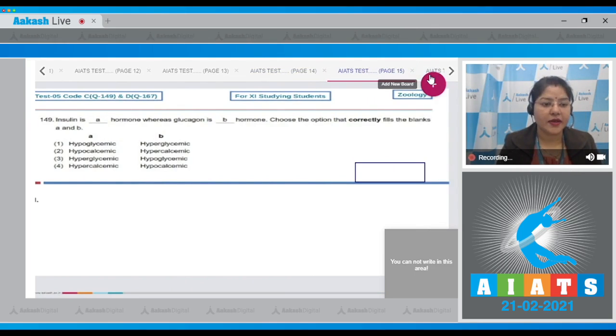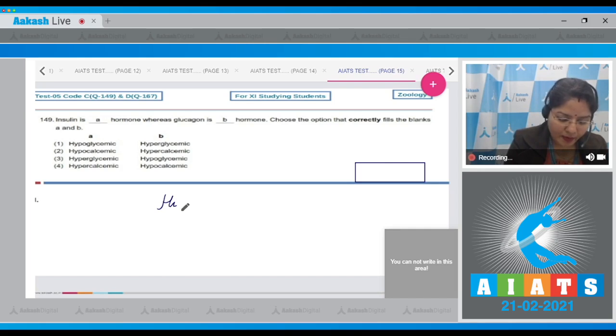Question number 149. Insulin is A hormone, whereas glucagon is B hormone. Choose the option that correctly fill the blanks A and B. Insulin decreases blood glucose level. So insulin is a hypoglycemic hormone.